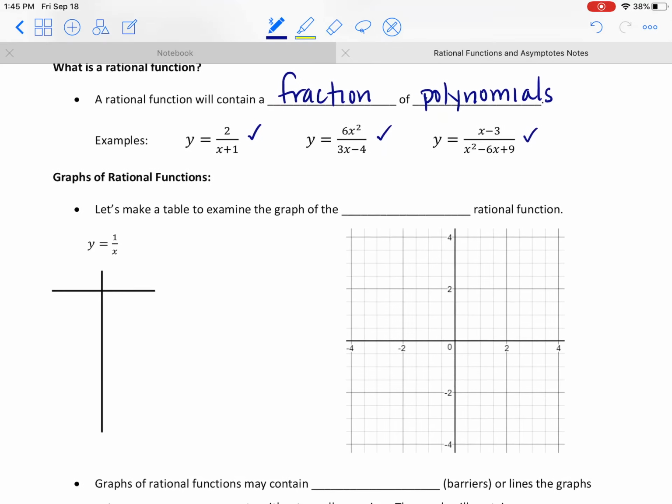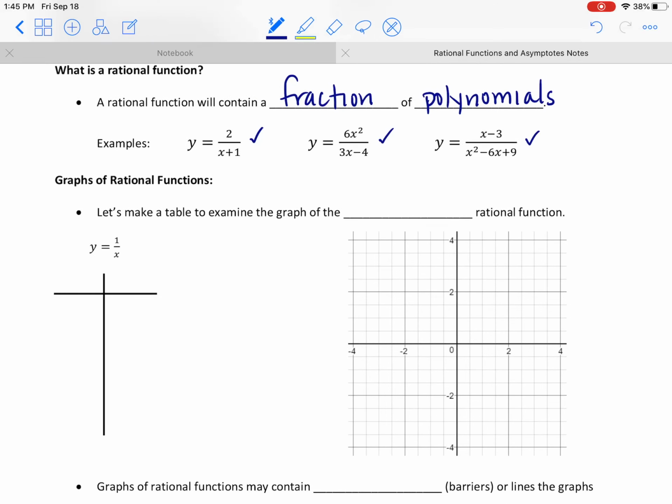So let's just refresh. In our function unit, we talked about the parent. It's important to know what the parent function looks like because it's the foundation for all of the other rational functions. Okay, so we're going to make a table to examine the graph of the parent rational function. And the parent rational function is just y equals 1 over x.